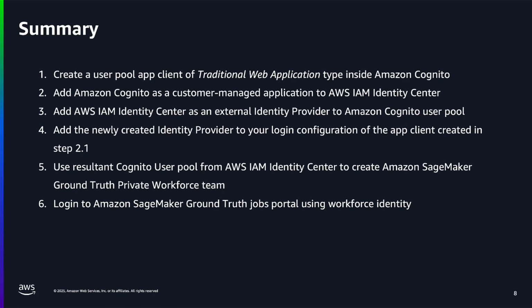With these connections in place, we created a private workforce team in SageMaker Ground Truth service using our configured Cognito user pool. The end result: workforce users can now securely access the Ground Truth Jobs portal through a streamlined single sign on experience, eliminating the need for separate credentials while maintaining enterprise grade security. This integration simplifies access management for administrators and improves the user experience for your labeling workforce, making it easier to scale your machine learning data labeling operations.